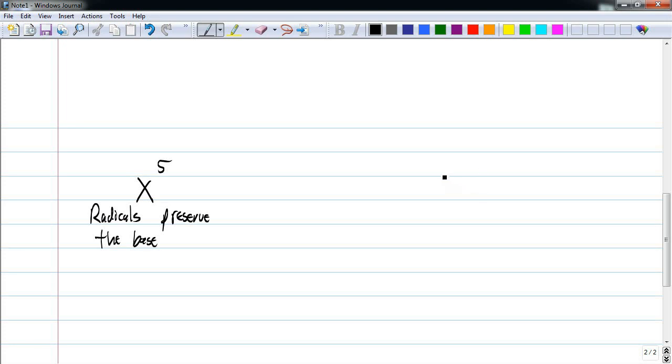On the other hand, if I know what the base is but have no idea what the exponent is, I would use a logarithm, because logarithms preserve the exponent. I misspelled preserve. Let's try that again. Preserve. There we go. Close enough. Preserve the exponent. Okay? We'll talk about logs later in the year. Today we are talking about radicals.